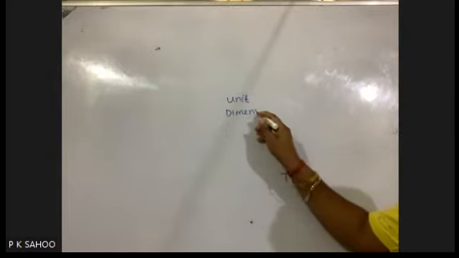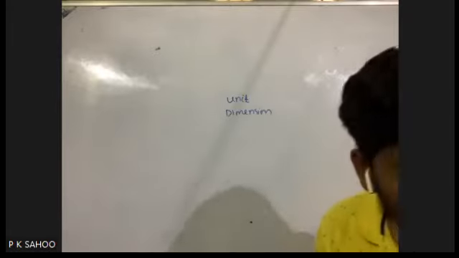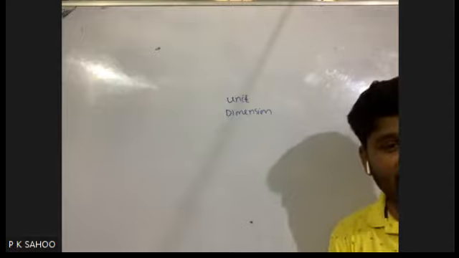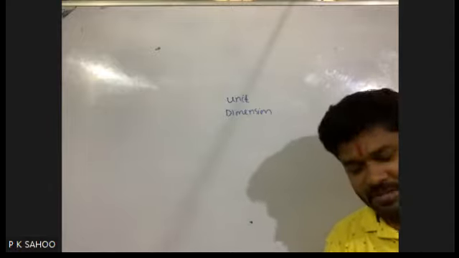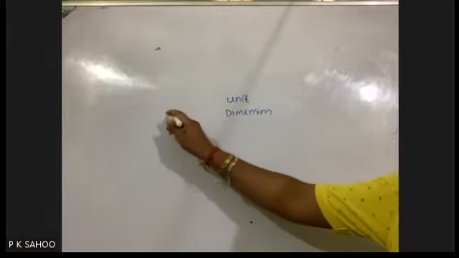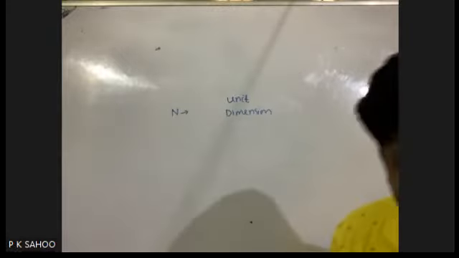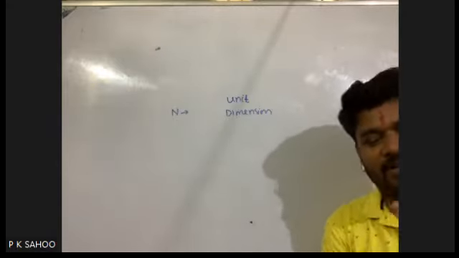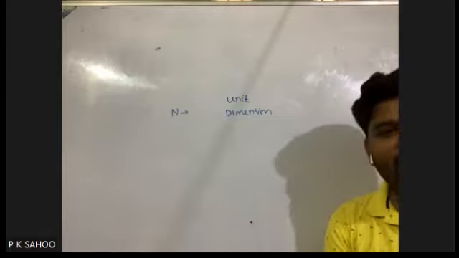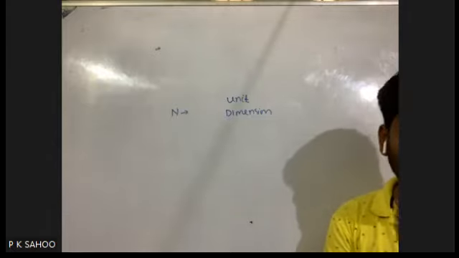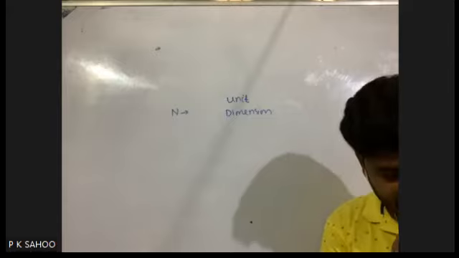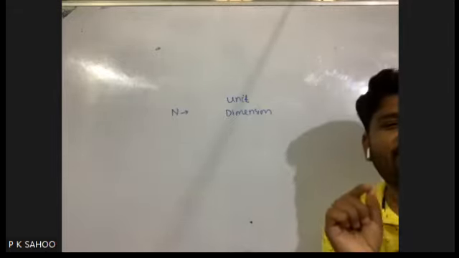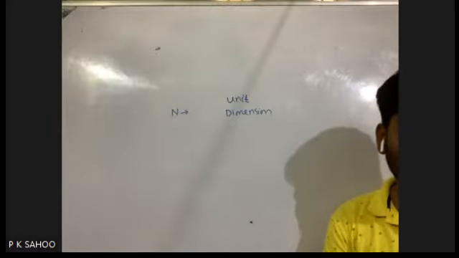That is dimension. Then the question comes to your mind, sir, how is unit the identity proof of a physical quantity? You see, suppose I tell you Newton. If you just listen to Newton, then immediately you can guess which physical quantity I am going to tell. Force. Because force means Newton. So Newton is the identity of force.